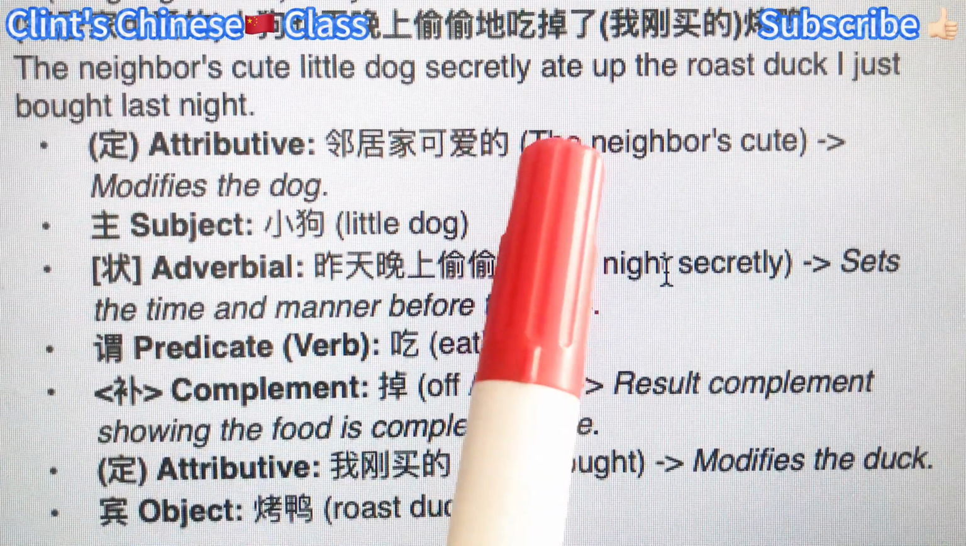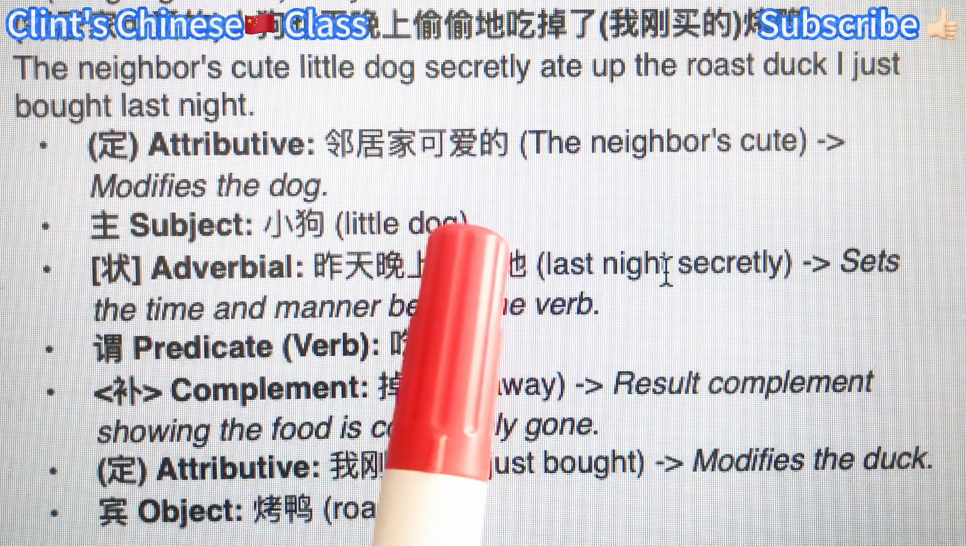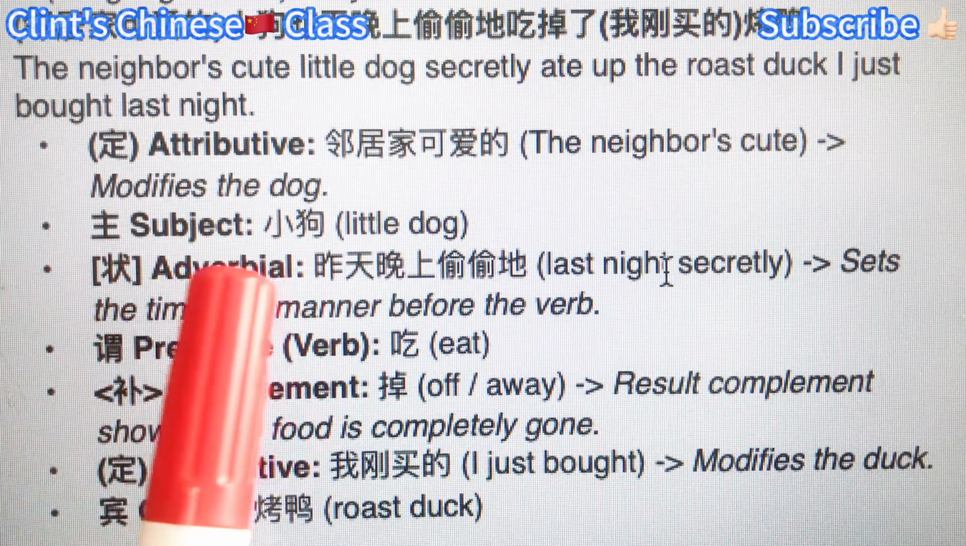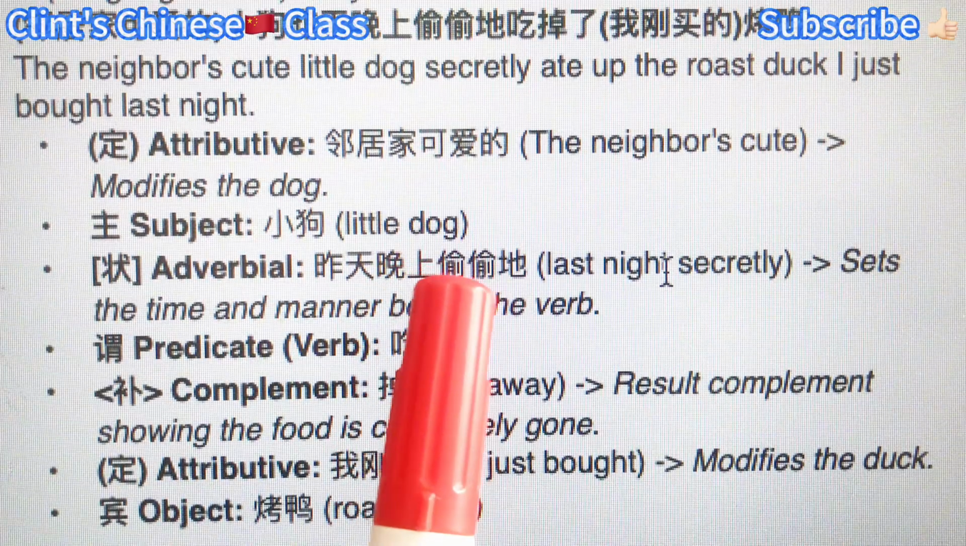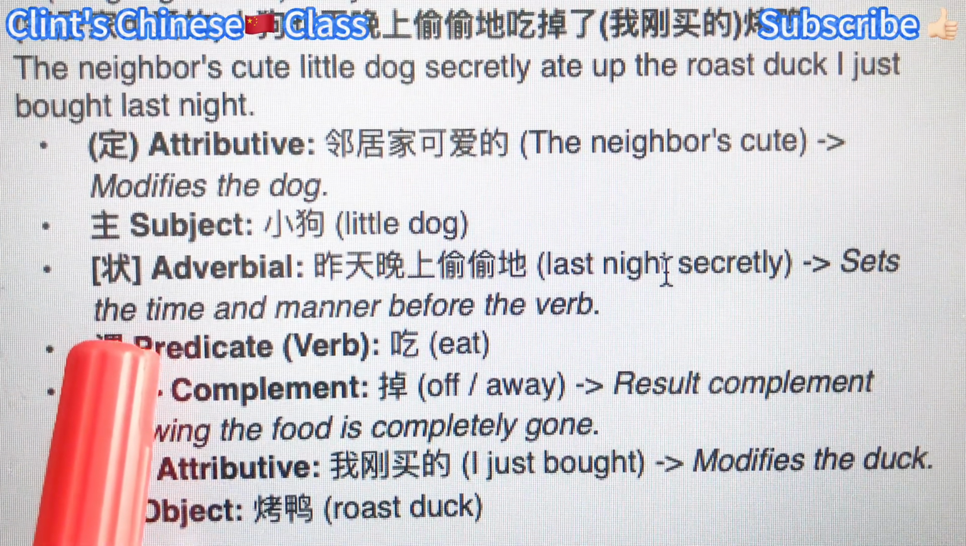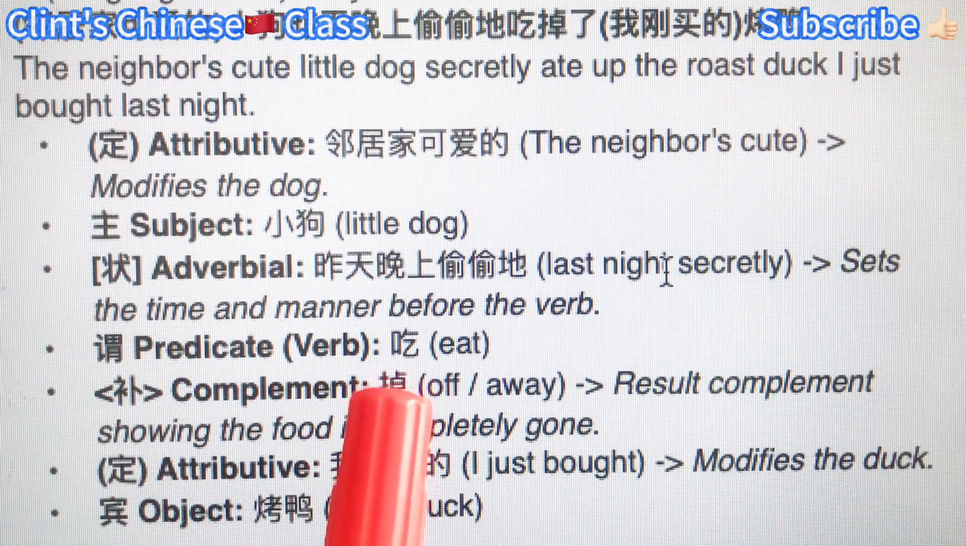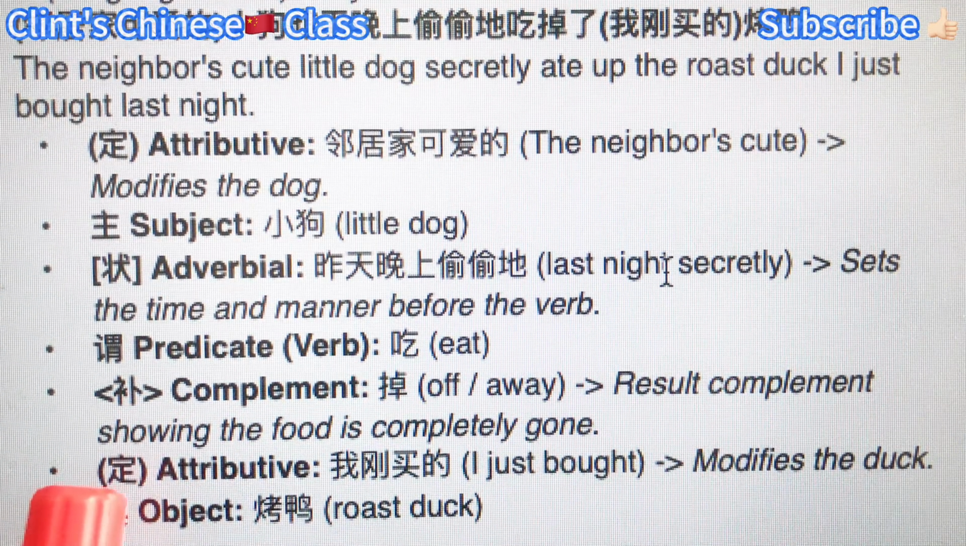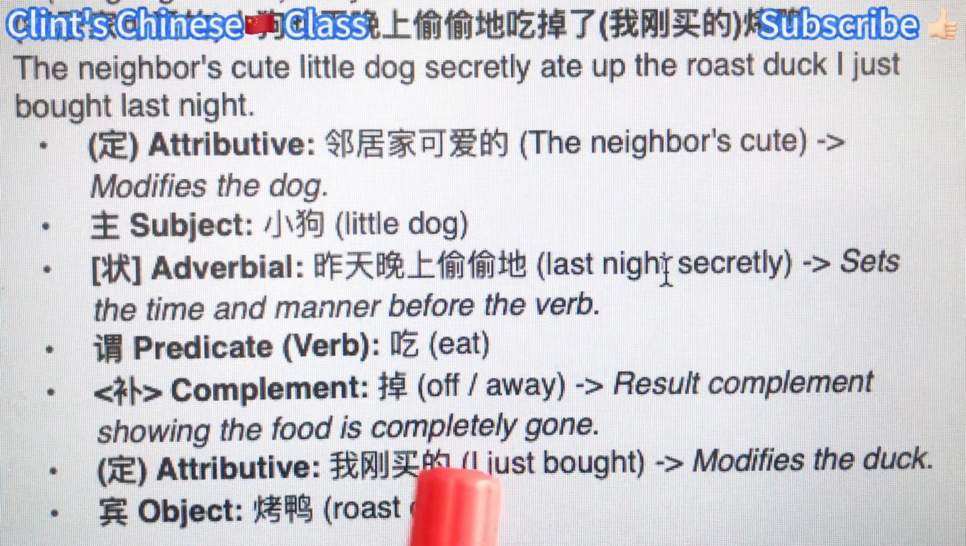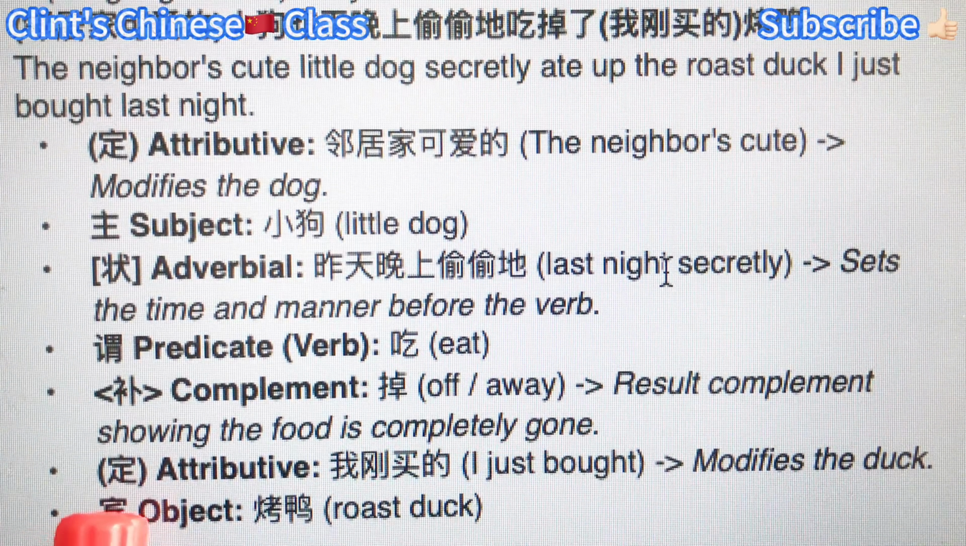Attributive, 邻居家可爱的, subject, 小狗, adverbial, 昨天晚上偷偷的, okay, predicate, the verb, 吃, and complement, 掉, result complement, attributive, 我刚买的, adjective phrase, right? And then the object 烤鸭, roast duck.